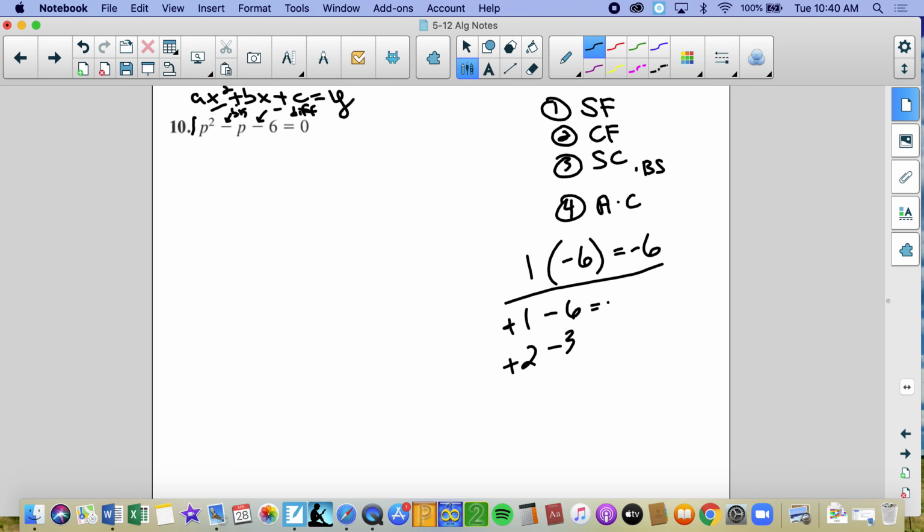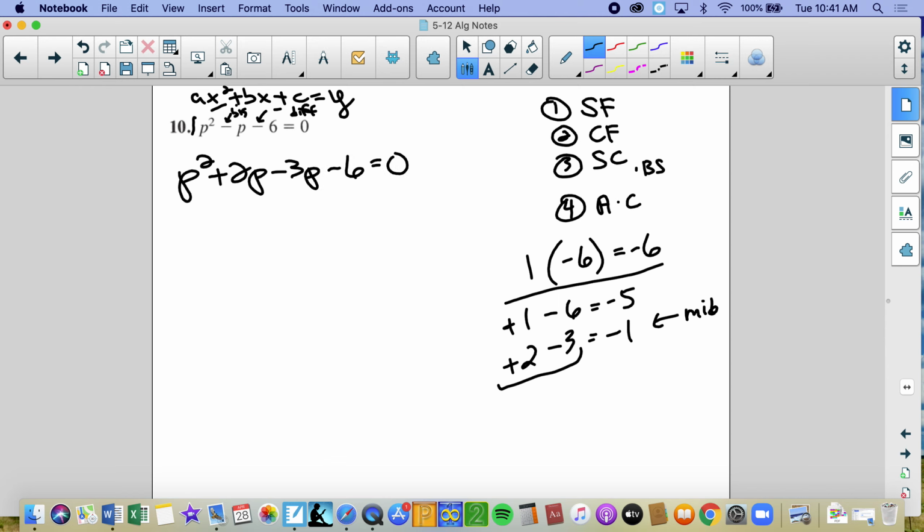And then I'm going to simplify that. Positive 1 and negative 6 gives me negative 5. Positive 2 and negative 3 gives me negative 1. Which one is equal to my middle? My middle value is negative 1. So I'm going to use these two numbers. And I'm going to split that middle into two terms, so I turn this trinomial into a polynomial.